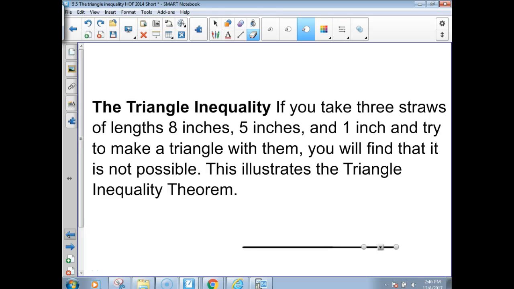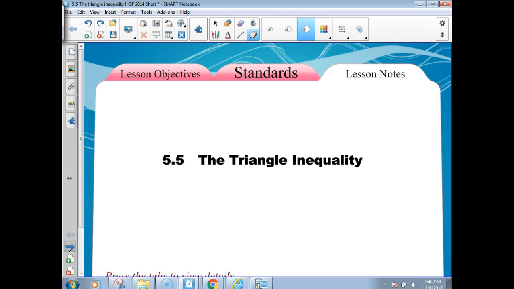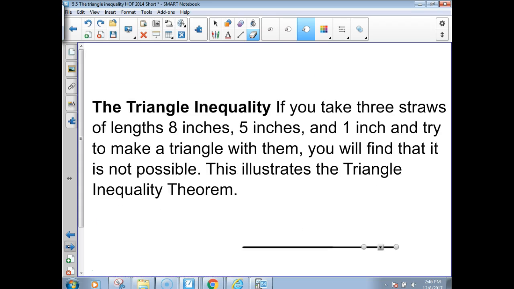Okay, there are a few topics in chapter 5 that we need to go over. One of them is the triangle inequality theorem. The triangle inequality is to show if the sides given can form a triangle or not, and to find the range of the third side of a triangle.